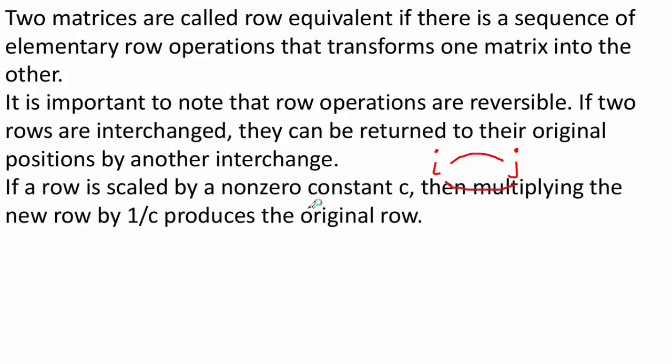If a row is scaled by non-zero constant c, then multiply the new row by 1 by c. If we multiply Ri by k, then its reverse operation is 1 by k times Ri. That means if we multiply every element of ith row by k, then for reverse transformation, you have to multiply every element of that row by 1 by k. This Ri is the newly obtained row.